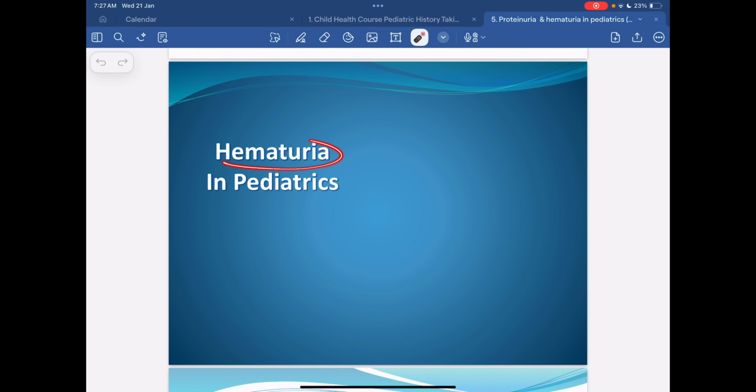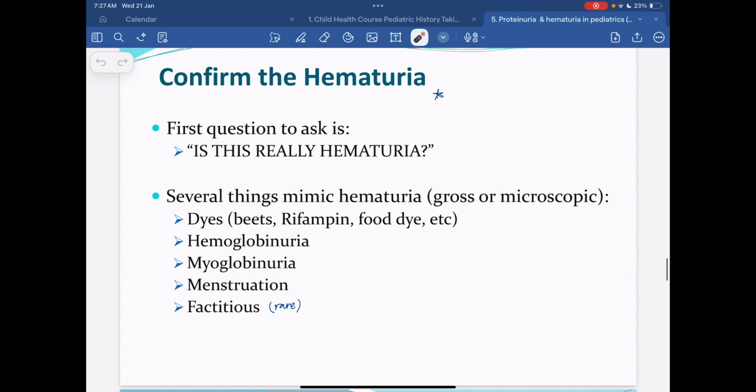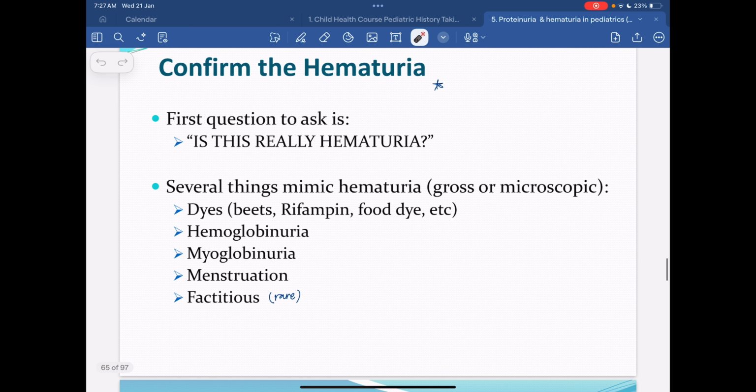Now let's move on to hematuria in pediatrics. First we have to confirm that it is hematuria. Is it really blood in the urine or is it just red urine? Several things can mimic hematuria, whether gross or microscopic: dyes, anti-TB drugs like rifampin, food dyes in candies or cakes, hemoglobin in the urine, myoglobin in urine, menstruation in younger girls, and it could be factitious, which is very rare.